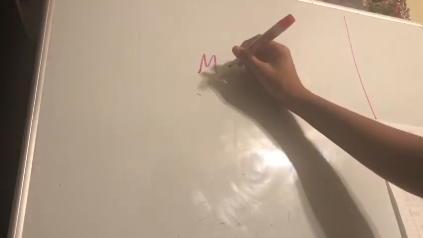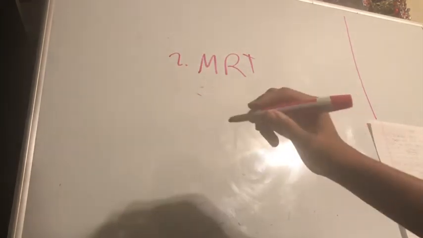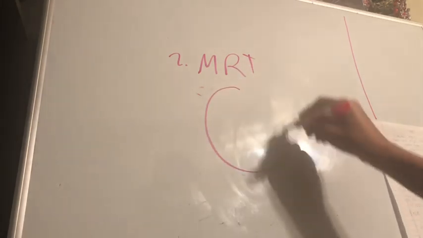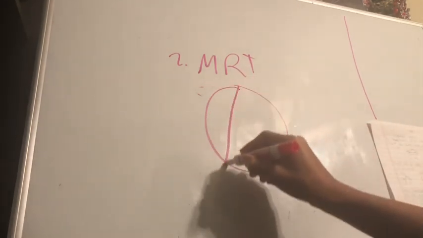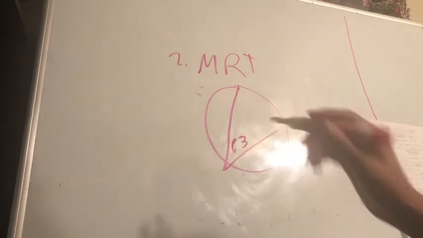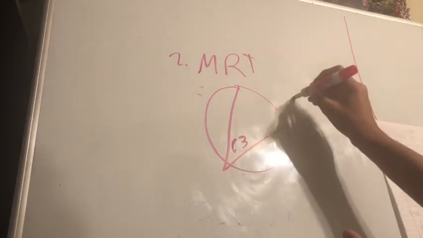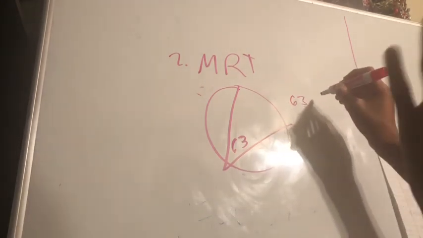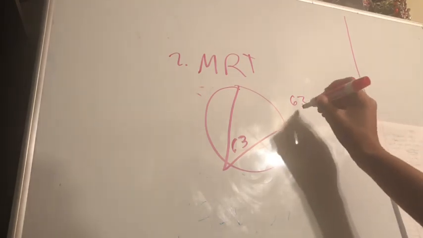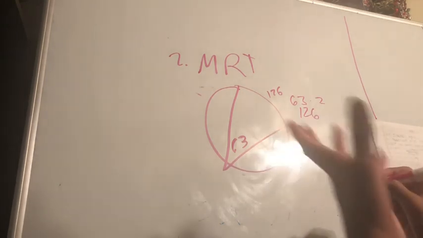So another example is measurement RT. Circle. It's the same exact thing. And we have 63 in here. So that must mean 63 times 2 would equal 126, making this 126. And it's the same thing.